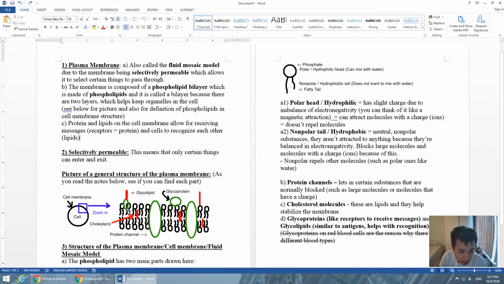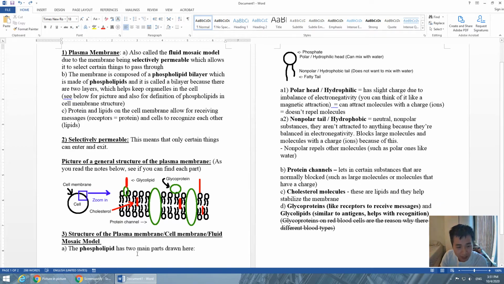Here it's surrounded by a bilayer, right? It's a double layer of phospholipids. You can see that in this cell membrane, there's some green stuff and there's some red stuff. They're not actually green and red. It's just to show you that they're different things, okay? So what exactly in this structure allows it to let certain things in and block out certain other things? The phospholipid is the main part of the cell membrane, right?